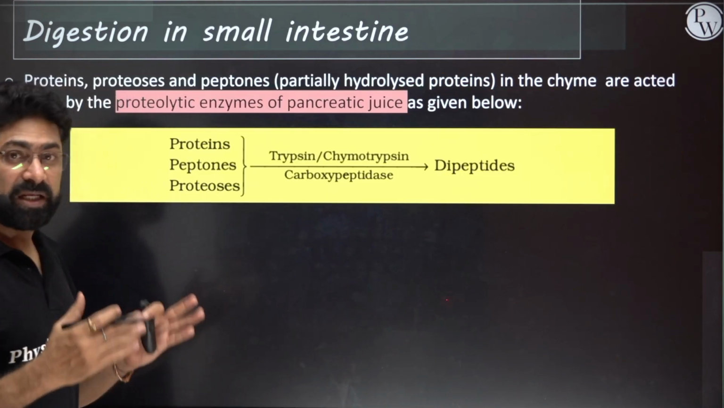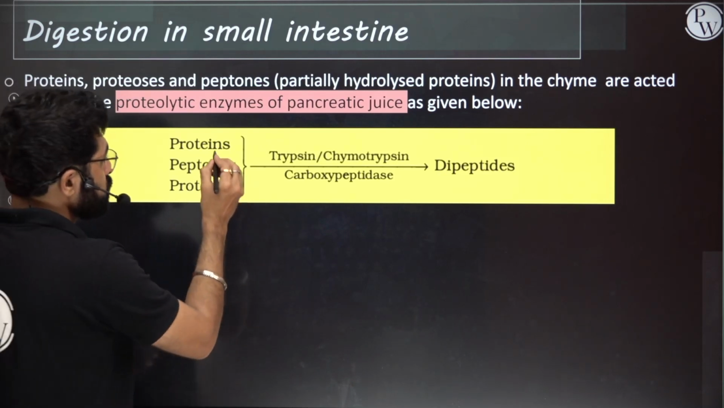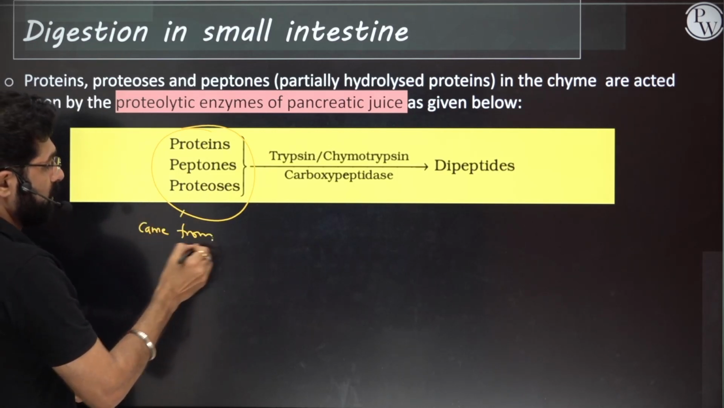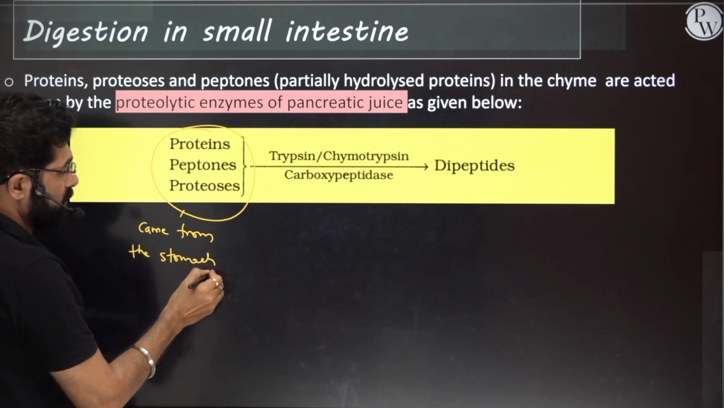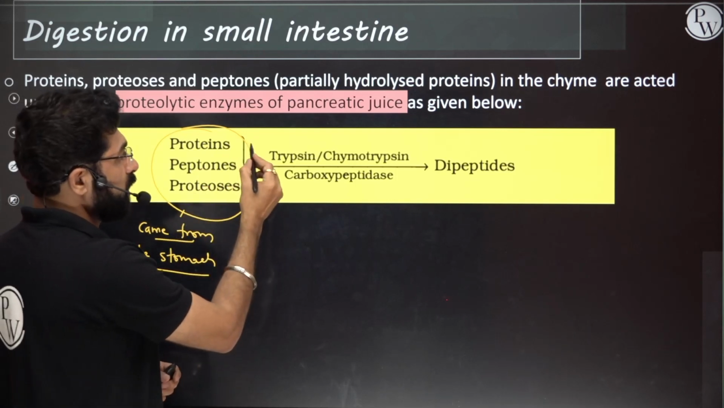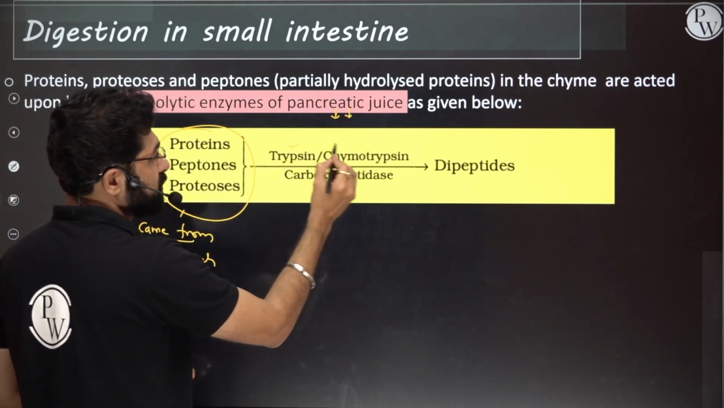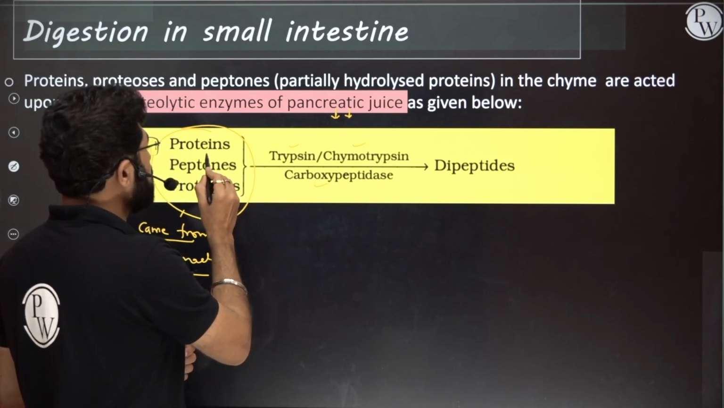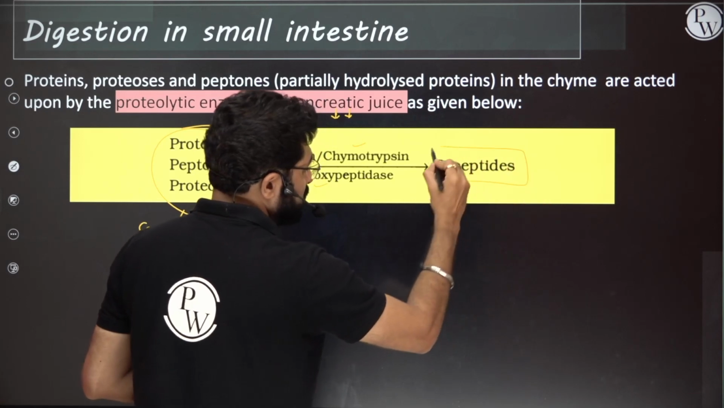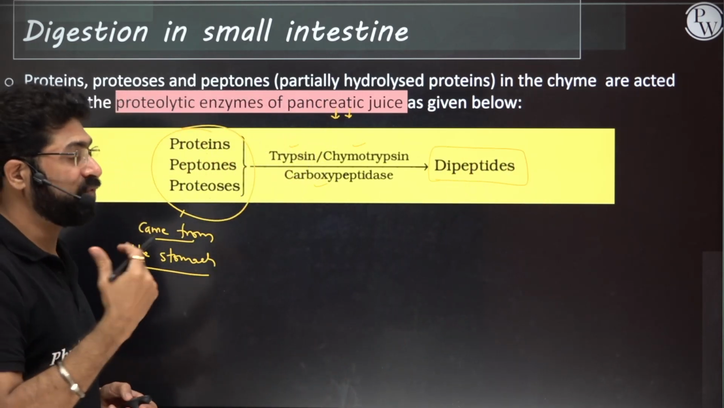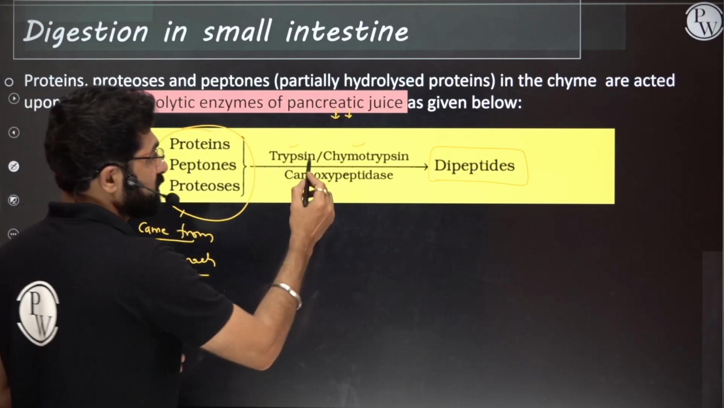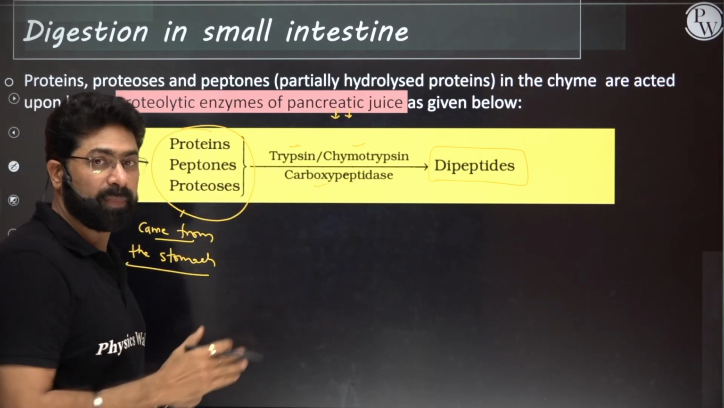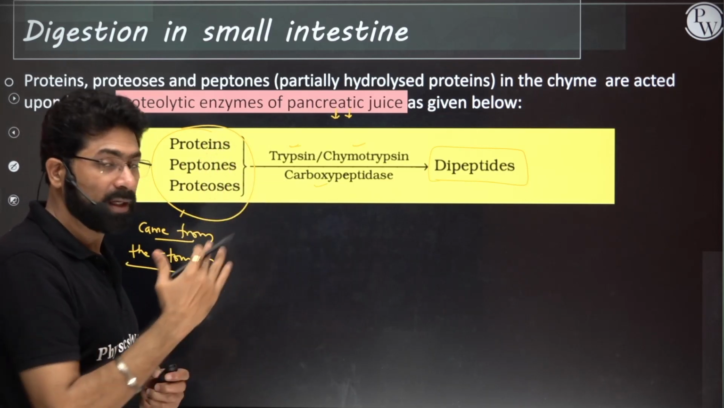Now further we'll talk about the activation of these enzymes. Now you see here, these proteins, proteases and peptones, came from what? Came from the stomach. Okay, so they came from the stomach and now they have entered the small intestine. So in the small intestine, the pancreatic juice is going to release the trypsin, chymotrypsin and the carboxypeptidase in the active form now, which are going to convert these proteins, proteases and peptones into the dipeptides. Now these dipeptides are going to be further worked by the intestinal juices, but till now you can see this pancreatic juice enzymes have converted these proteins, proteases and peptones into dipeptides. So now simpler and simpler forms are being made.